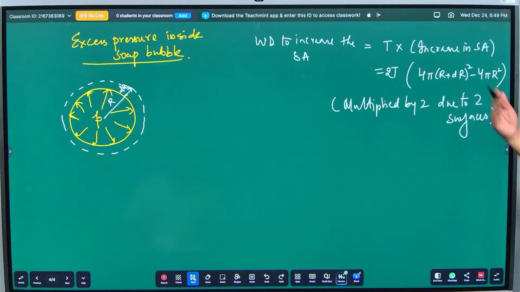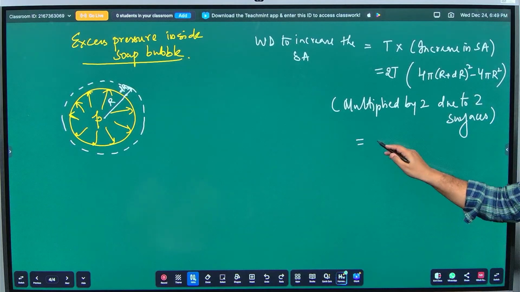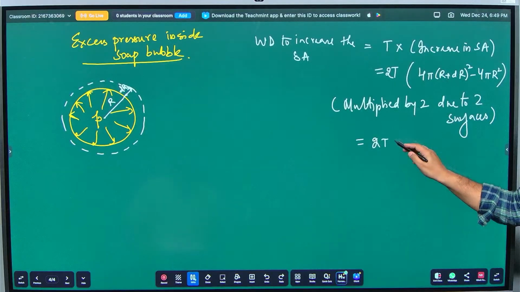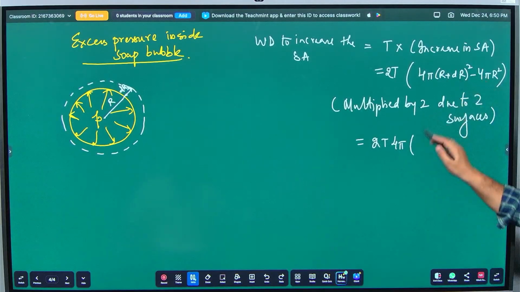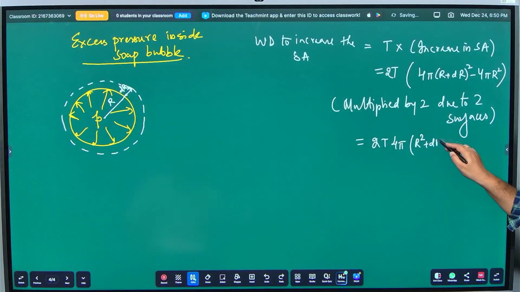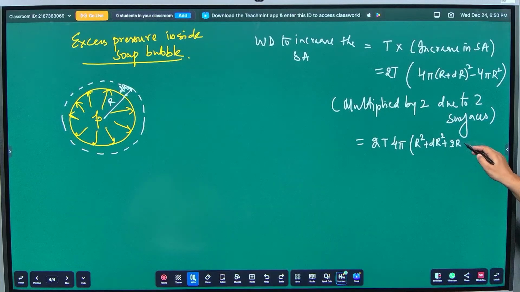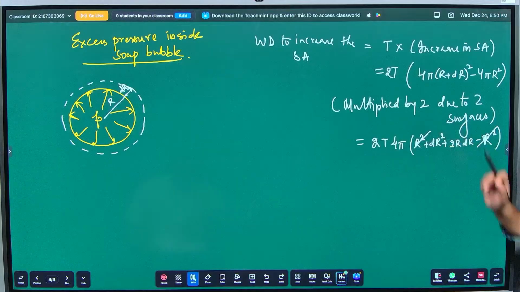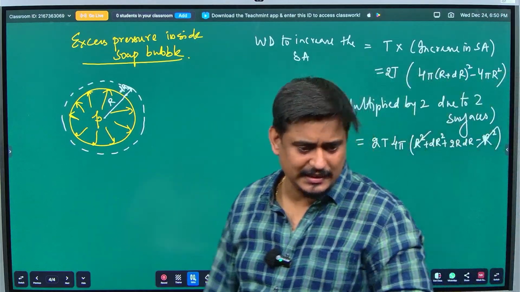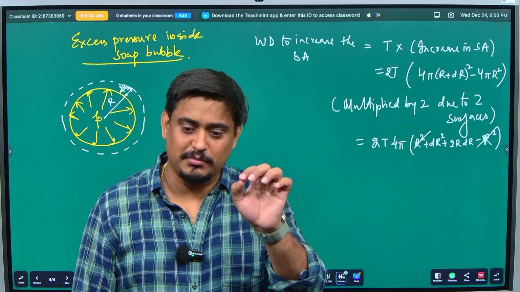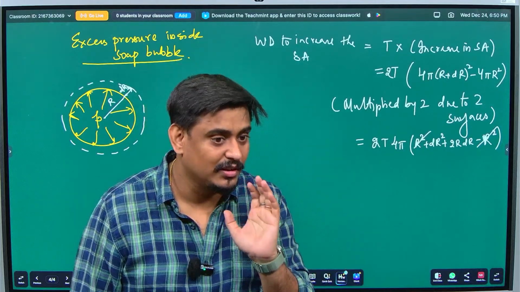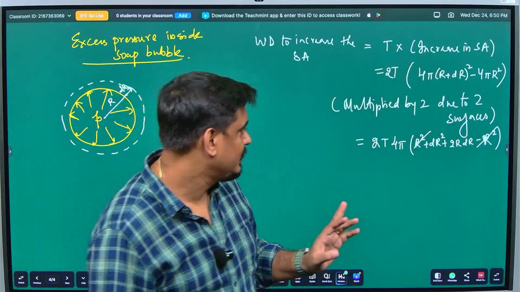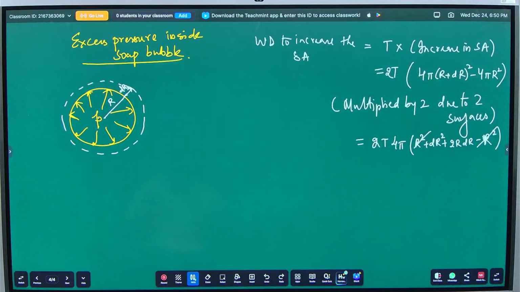Understanding? Now solve this. This will become how much? 2T, I'll take 4 pi also common outside. 4 pi, what will it become? R square plus dr square plus 2r dr, minus 4 pi r square, is outside. R square gets cancelled. What is dr? Small increase in the radius. It's a small quantity, of the order of 10 to the power minus 3 millimeter. Squaring it will make it much smaller, so we neglect it.